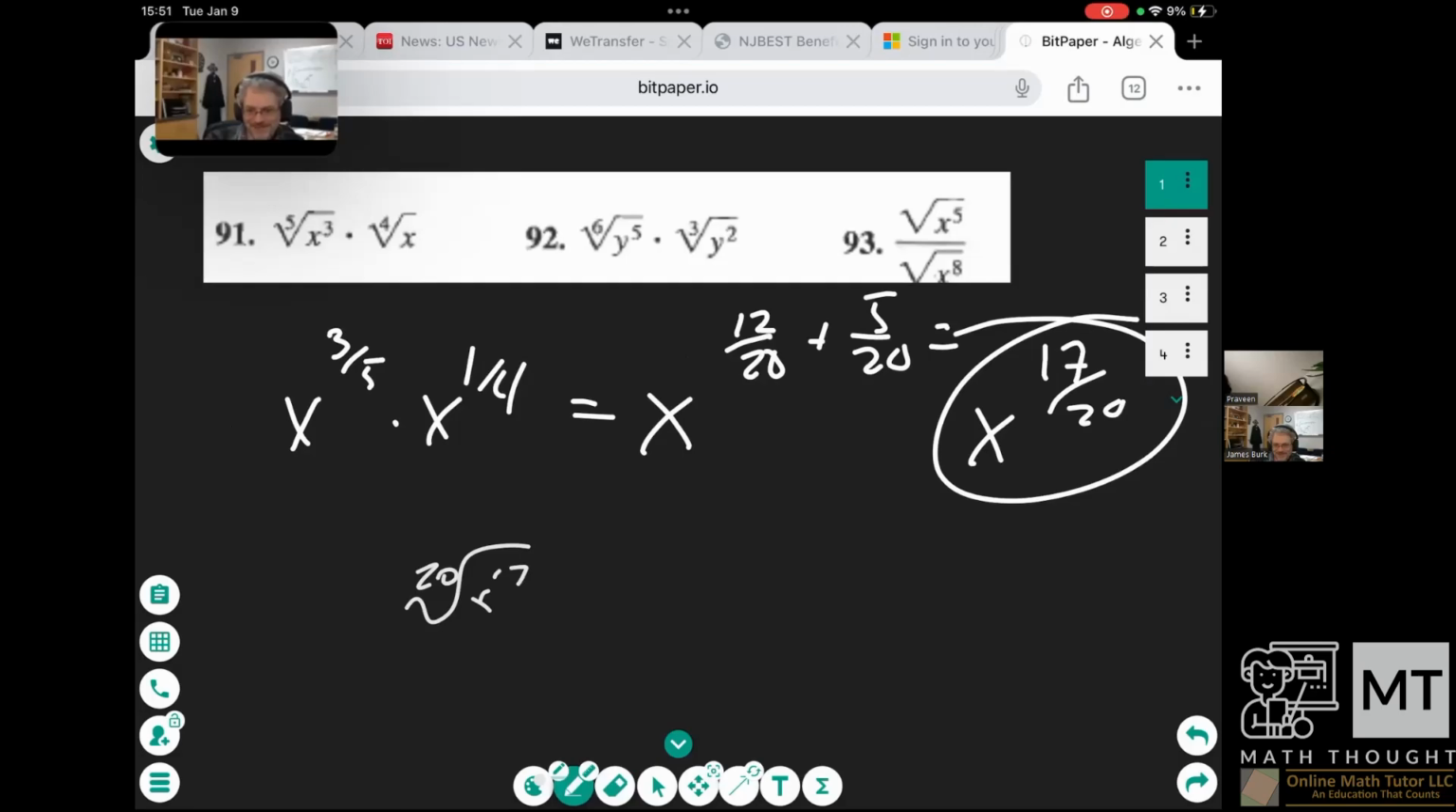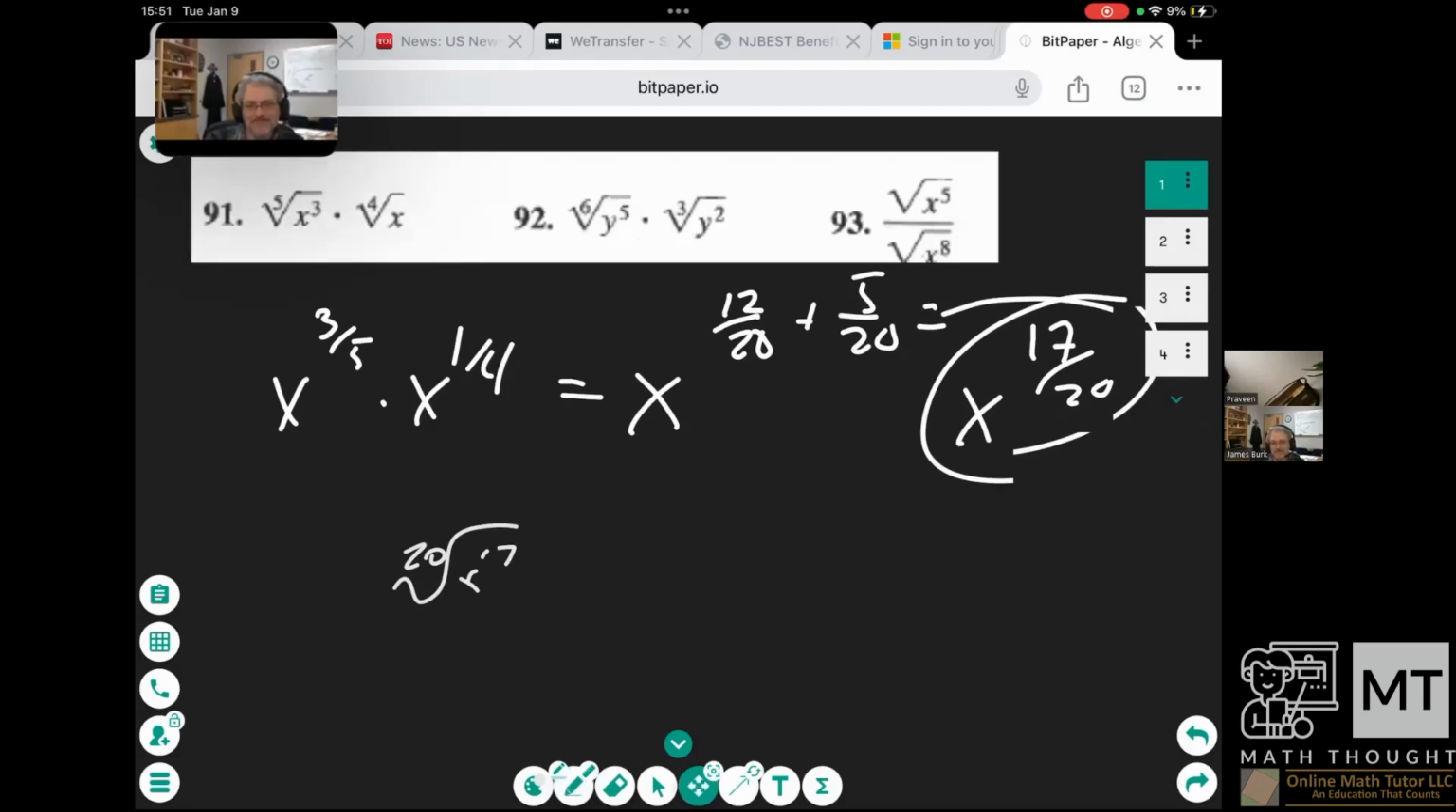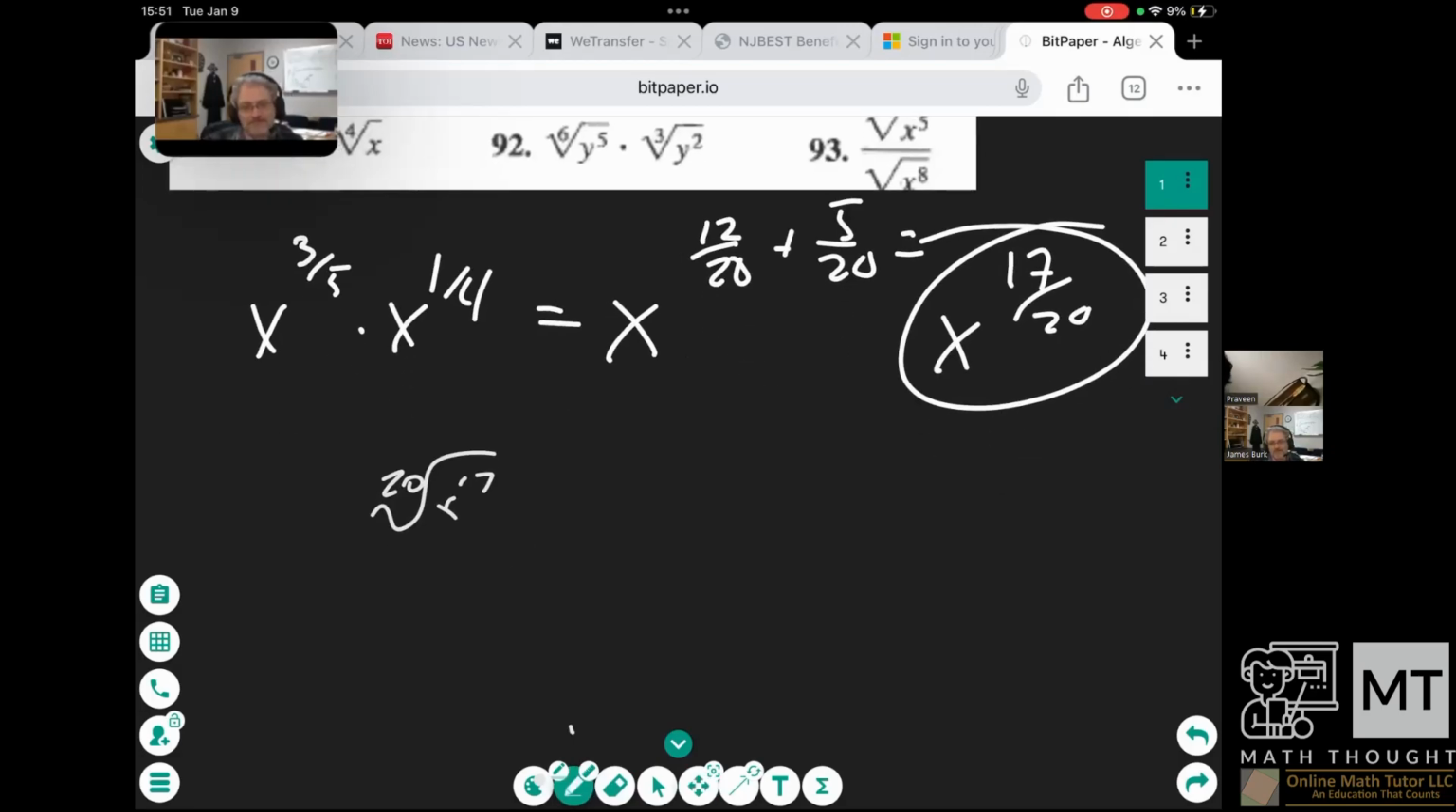Yeah, but I had a question about that actually. So when you have x to the 17/20, right, in rational exponents form, I just want to confirm the two ways to write this in radical form. One is x to the 17th root 20, and the other one is the 20th root of x to the 17th, right? Are those the two ways? You can do it like that. Let me show you why.